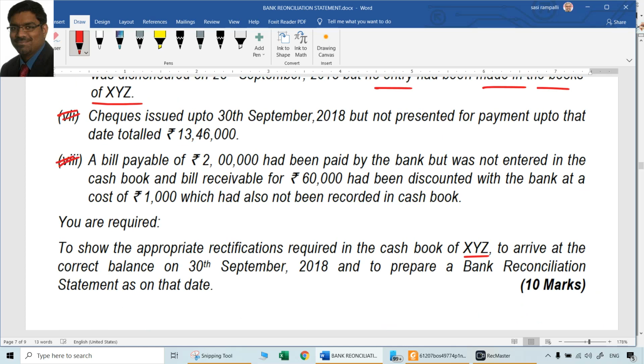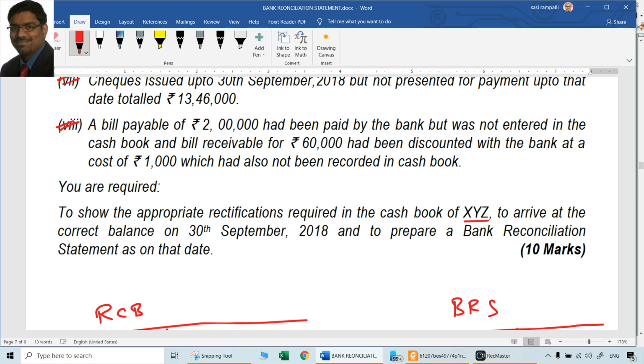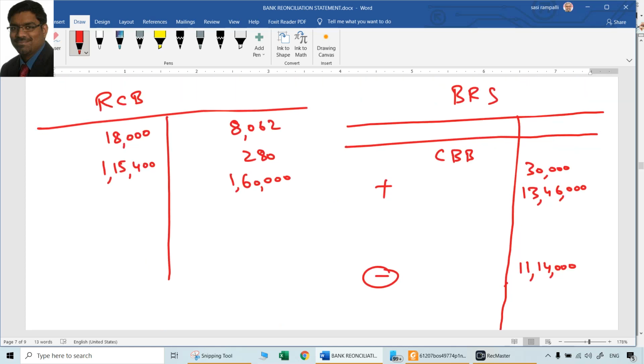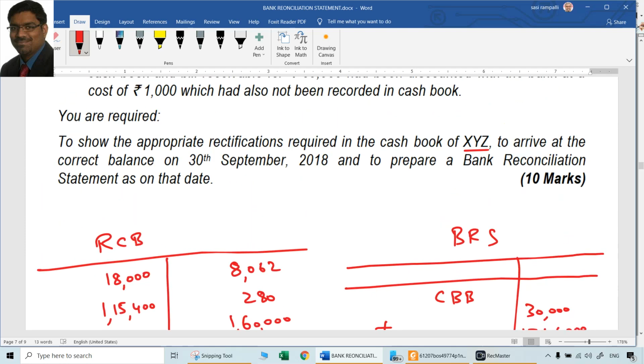Then the 8th point is a bill payable of 2 lakhs rupees had been paid by the bank but was not entered in the cash book. So it was paid by the bank but not entered in the cash book. So now we have to enter that. 2 lakhs rupees we have to enter. Payment means it has to be credited in the cash book, which was not entered earlier. Now we have to enter that.